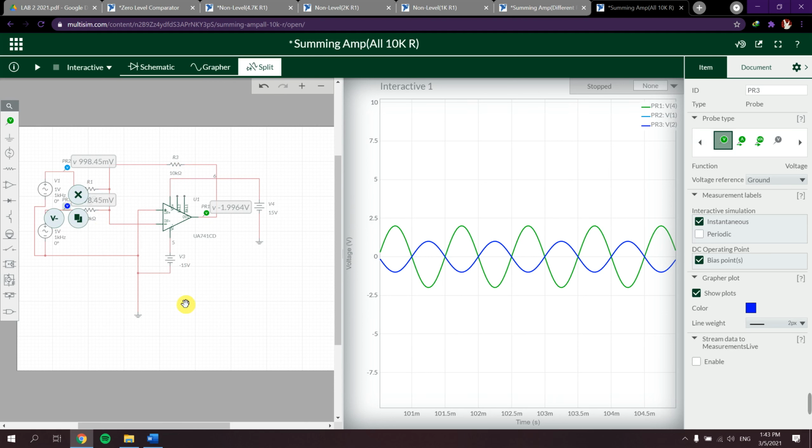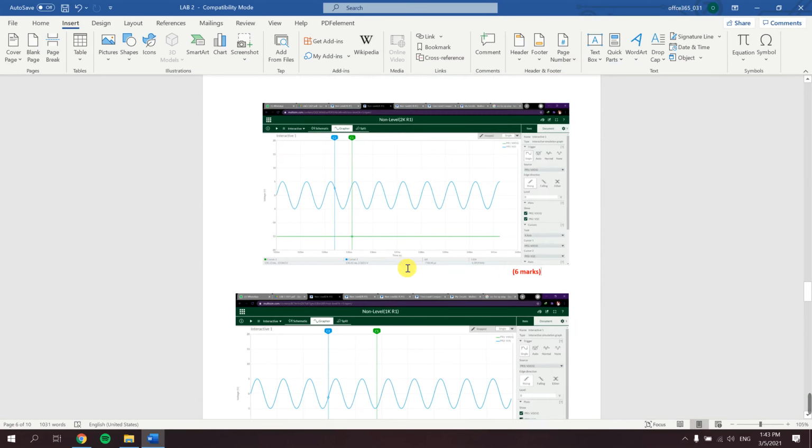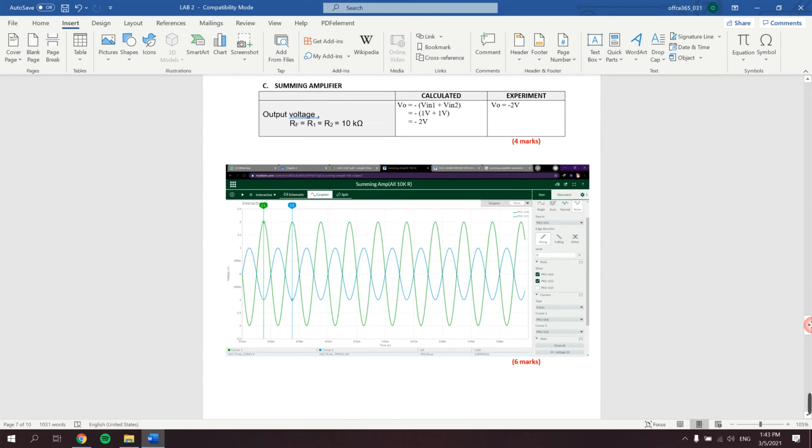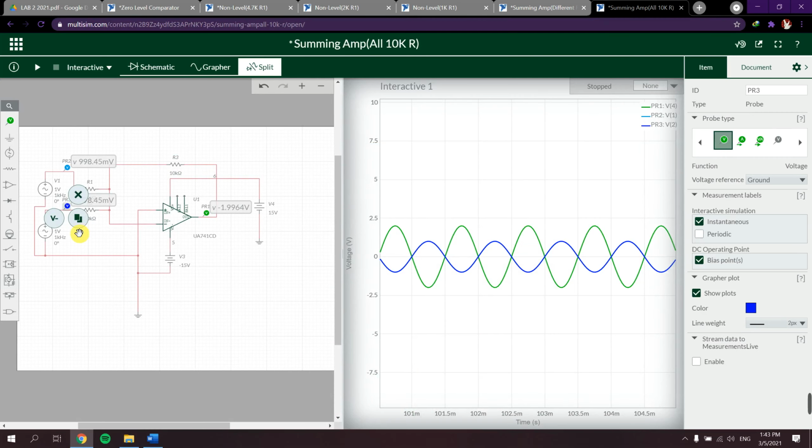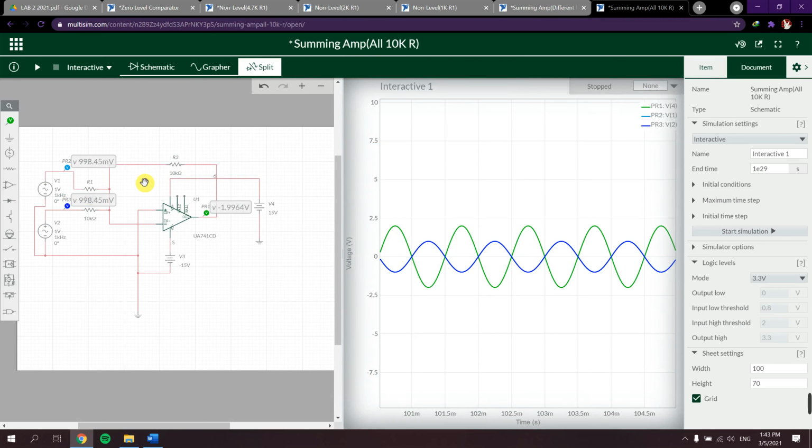So for unity gain, we use this formula: V in 1 plus V in 2. Since we have only two, V in 1 and V in 2, we only add up those two. We get a negative because we are inserting into the inverting input, so the output should be inverted.